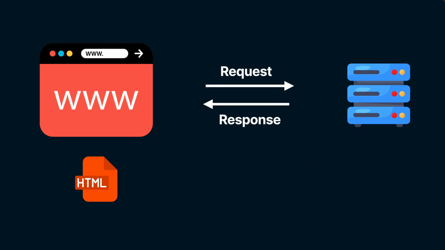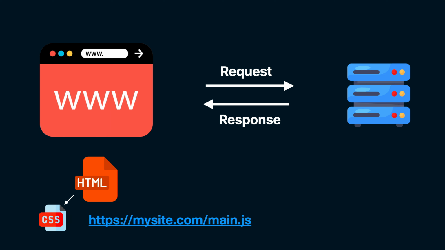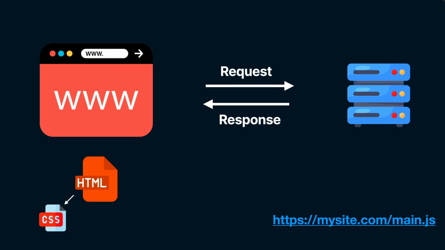Now, as the browser parses the HTML file, it will find other assets that it needs to load. For example, style.css. It will again request that file from the server, and the server would respond back with that file. And the same thing happens for other assets. For example, it will ask for a JavaScript file called main.js. It will ask the server about that, and the server will respond back with that file.